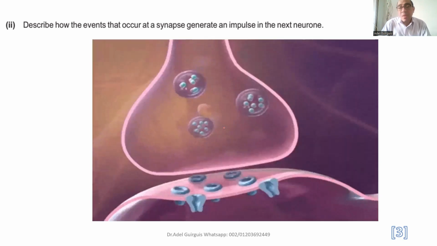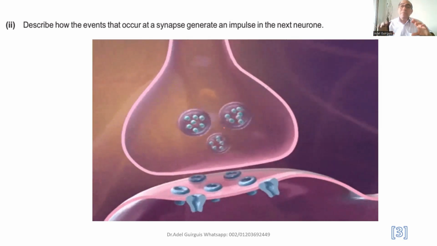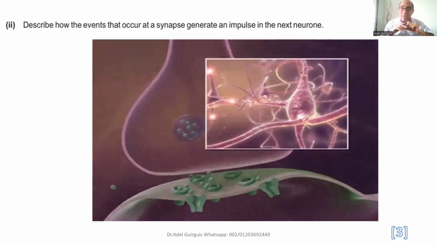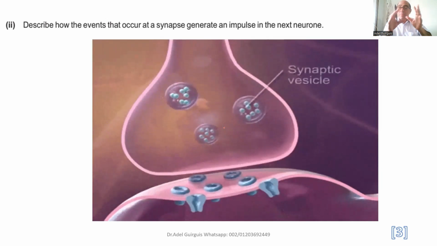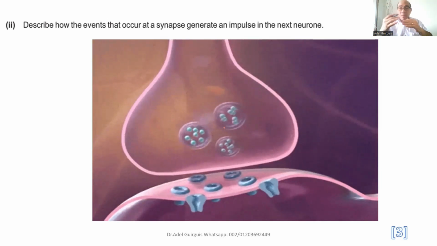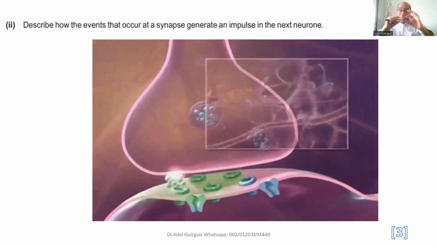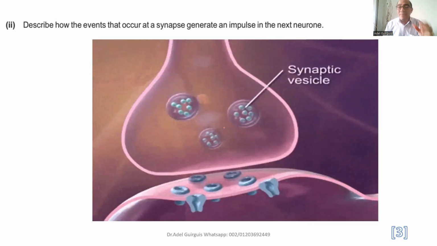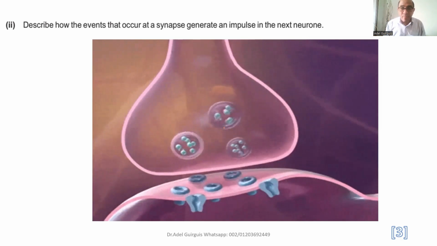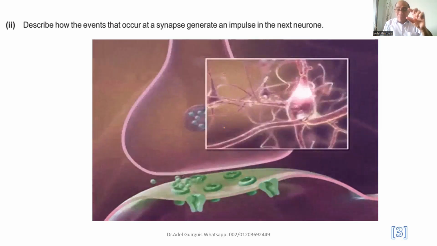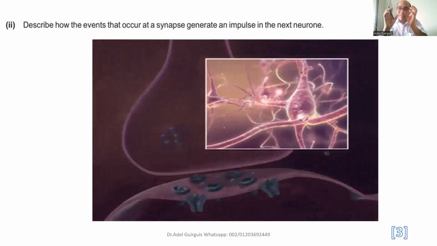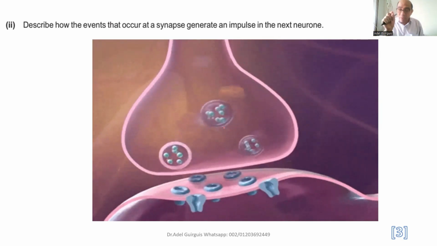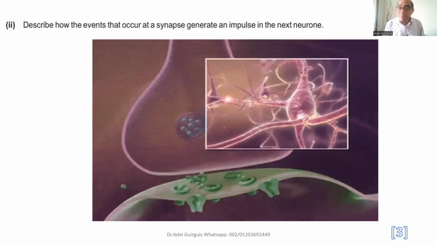Now, with discussion. The cell above is called the presynaptic neuron, the terminal part of the previous neuron. Below is the second neuron. The area between them is called the synapse, synaptic gap or synaptic cleft. The presynaptic neuron contains vesicles, spheres filled with neurotransmitter. These spherical molecules, green in color, are the neurotransmitter.